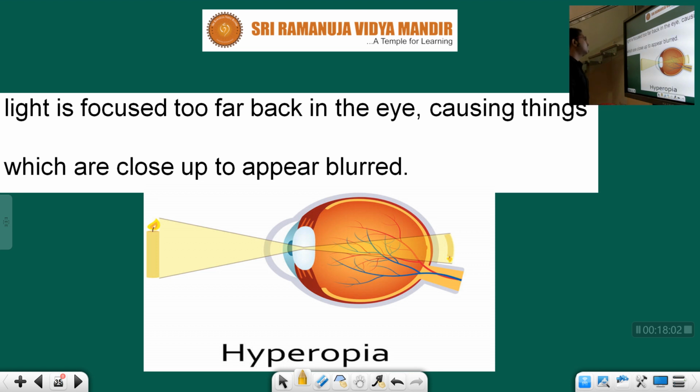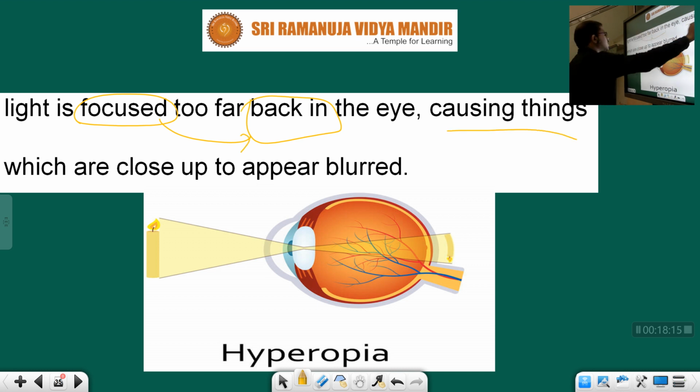Now, light is focused too far back in the eye. Focused at the back of the eye, causing the things which are close up to appear blurred.